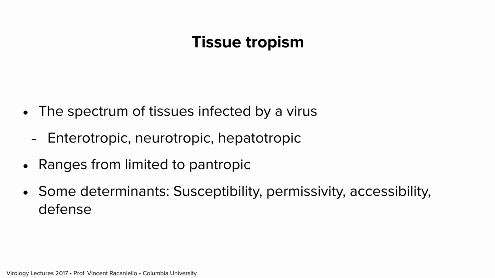Accessibility, some tissues are simply not accessible to virus. Even though it's in the blood, it can't get to it. There are some very privileged sites, and one of them is the interior of the eye, where it's really hard for viruses to get to. And immune defenses. So immune defenses also determine tropism. The tropism of poliovirus, which is limited to the gut and the central nervous system, is determined by interferon defenses.